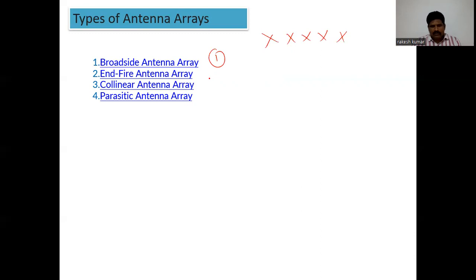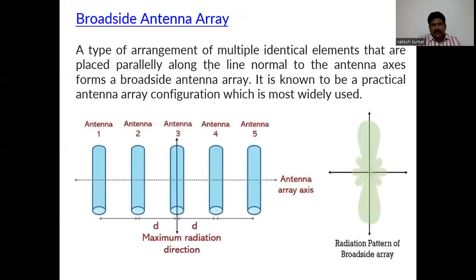Let us come to the first one. What is the first one? The first one is the broadside array. So what is meant by this broadside array? See here, for example, this is one antenna, this is another antenna, and so on. Totally 5 antennas are there. I have placed all these antennas such that the separation distance between all the antennas is d. Here, this line is nothing but the antenna axis or array axis.